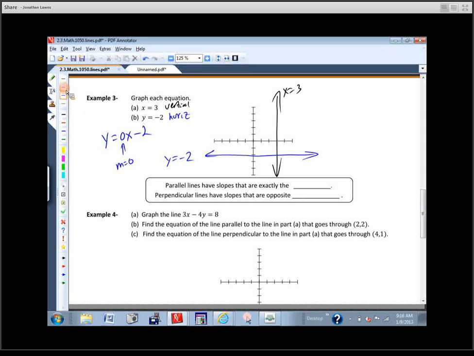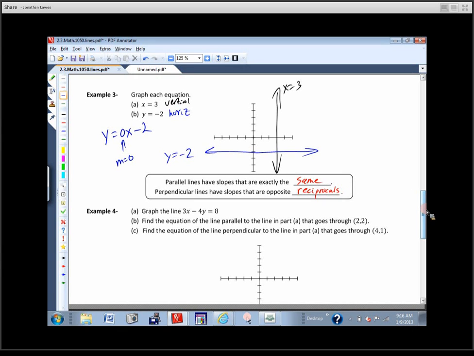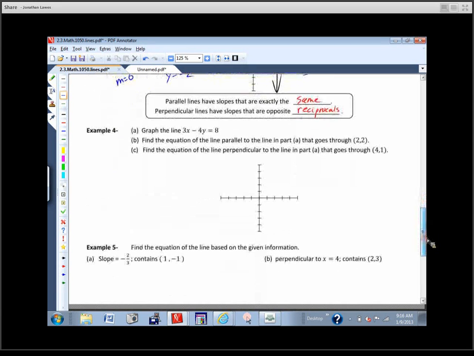Parallel lines have slopes that are exactly the same. Okay, they're exactly the same. Okay, and perpendicular lines have slopes that are opposite reciprocals. Okay, so the next problem says, graph the line 3x minus 4y equals 8. Find the equation of the line that is parallel, and then find the equation of the line that's perpendicular and happens to go through those points right there.